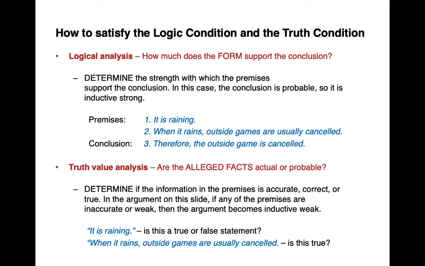A truth value analysis, what's that? You have to ask whether the alleged facts are actual or probable. In this case, determine if the information in the premises is accurate, correct, true. In the argument on this slide, if any of the premises are inaccurate or weak, then the argument becomes inductive weak. It is raining. Is this a true or false statement? I mean, if it's not raining, then the argument's going to fail.